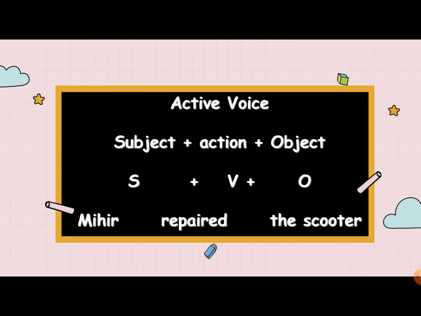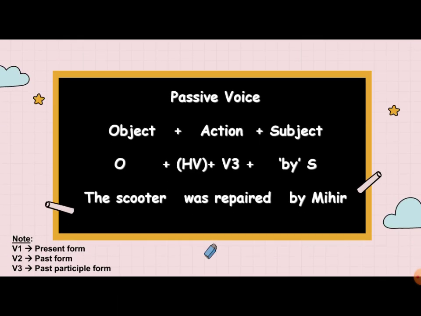So the formula for active voice: subject plus action plus object. Always remember, active voice, the formula is subject plus action plus object. S plus V plus O. Mihir repaired the scooter. Formula for passive voice is object plus action plus subject. O plus helping verb plus V3 plus by plus S.